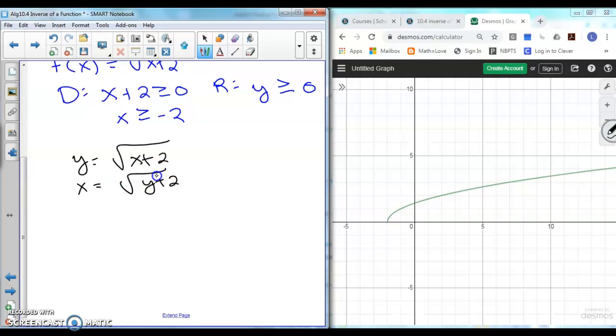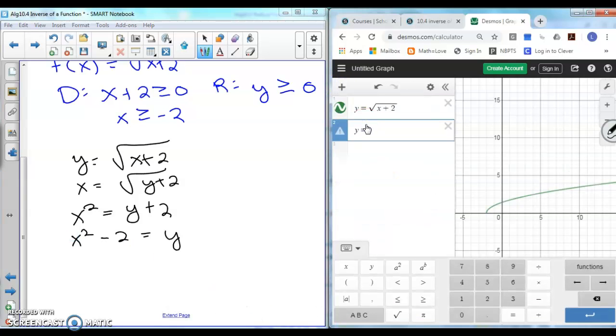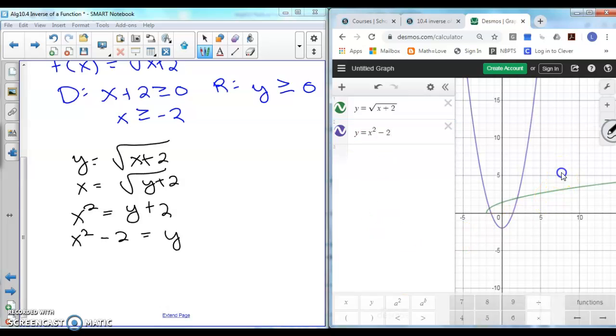So how do you remove the radical? You square both sides. So x squared is equal to y plus 2. Squaring this will cancel the radical sign. Move the 2 to the left, so x squared take away 2 is equal to y. That's the inverse. Well, let's see. Let's graph it. y equals x squared take away 2. Ooh. Is the inverse a function?